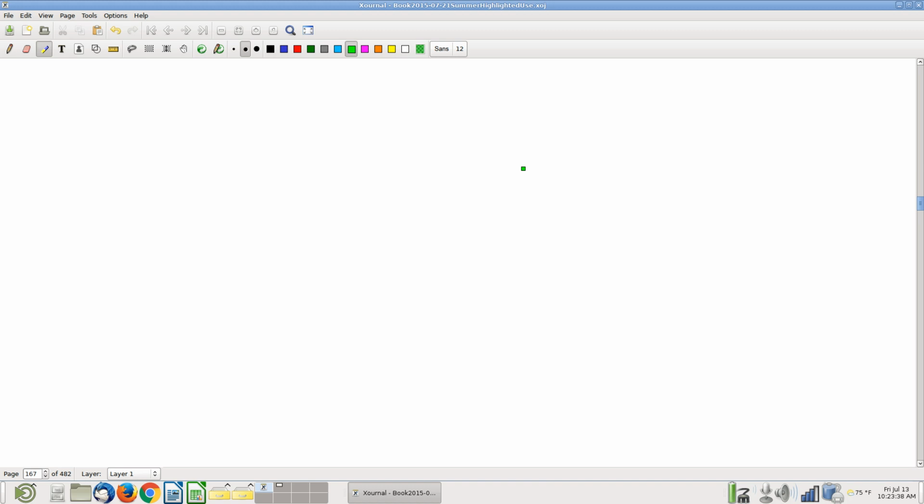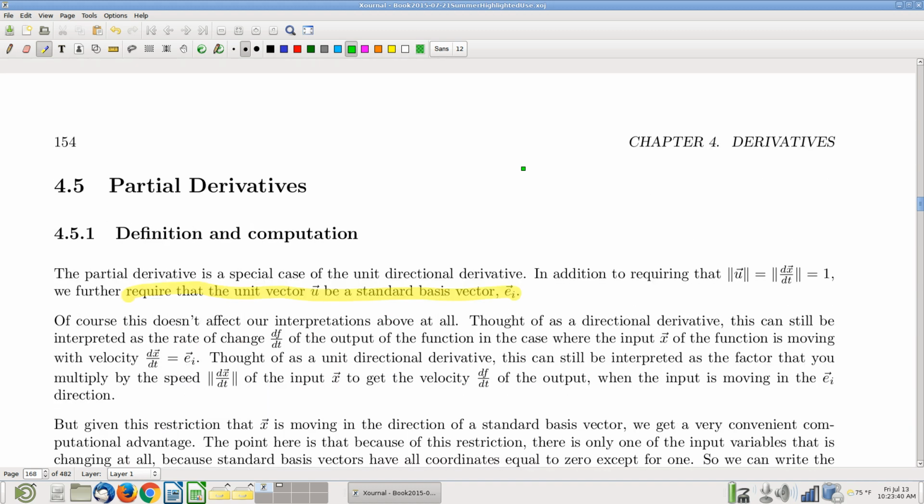All right, so moving along, we're going to talk about something called partial derivatives. This is a further special case of directional derivatives. So directional derivative is a general construction. The velocity vector can be anything. Unit directional derivatives require that the input velocity be a unit vector.